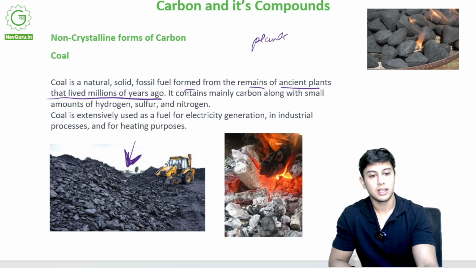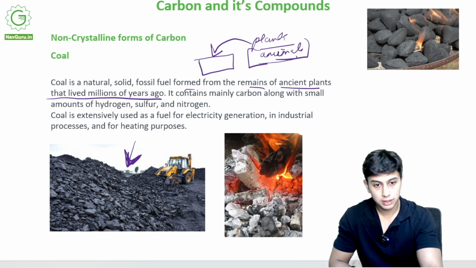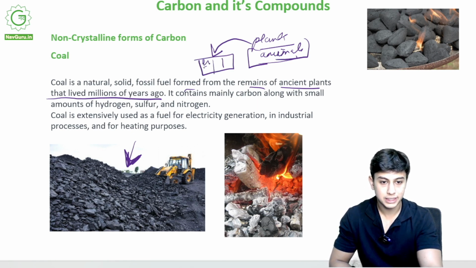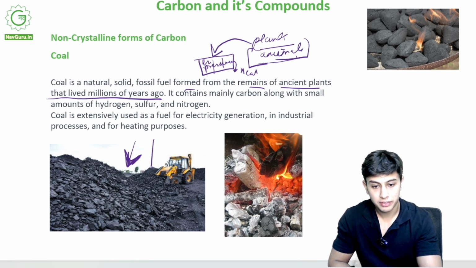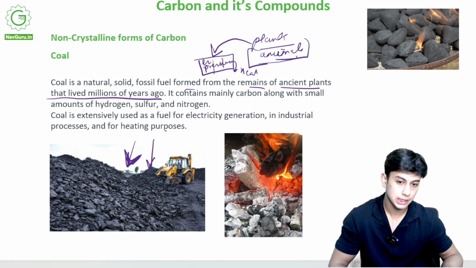Plants, animals, millions of years ago they died. Okay, there were earthquakes, their remains went deep into the earth, where it was under very high pressure, under very high heat, and it got converted into this. Okay, so this is coal. It is natural, it is a fossil fuel, it is derived from fossils.